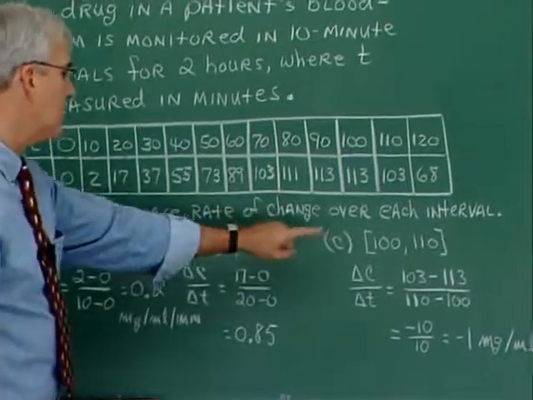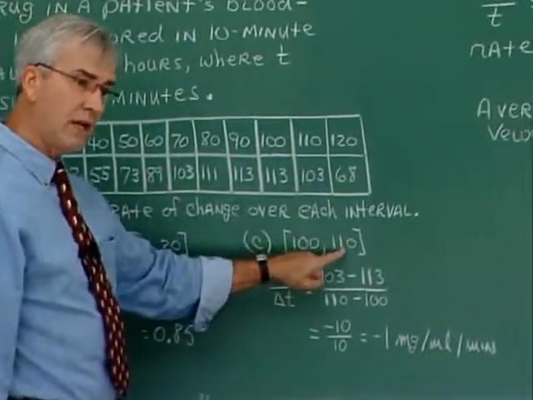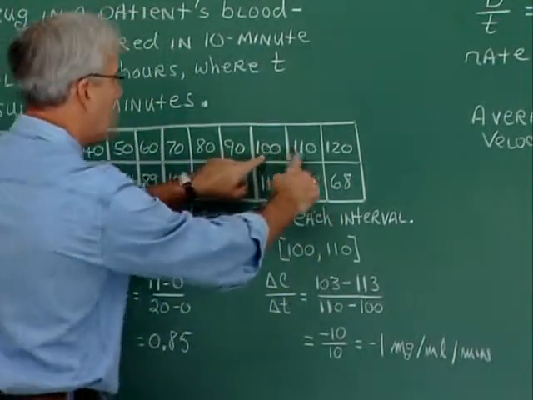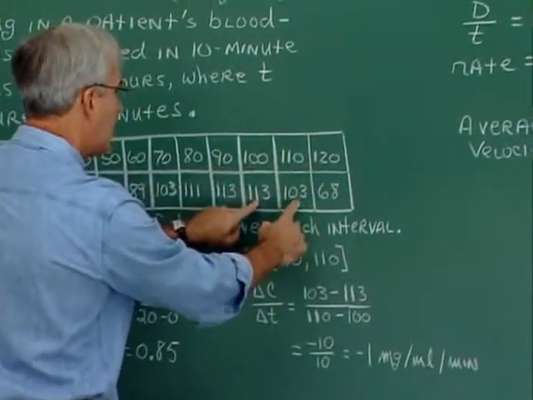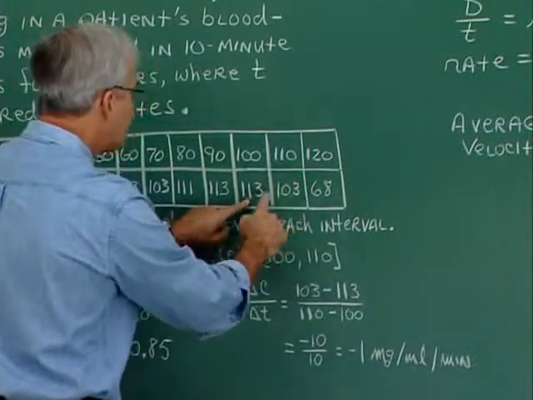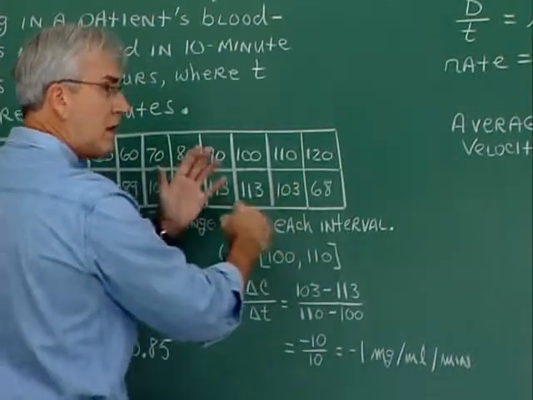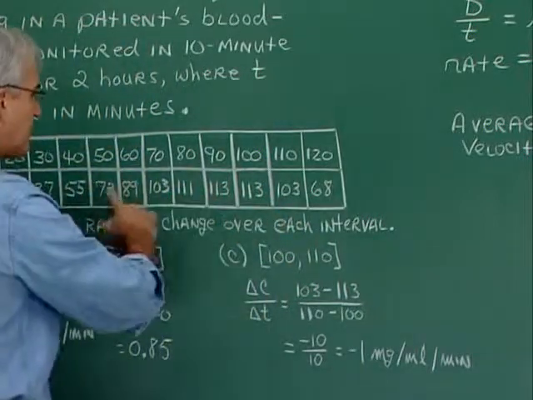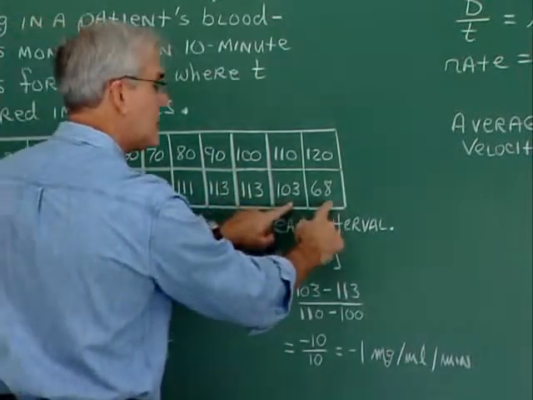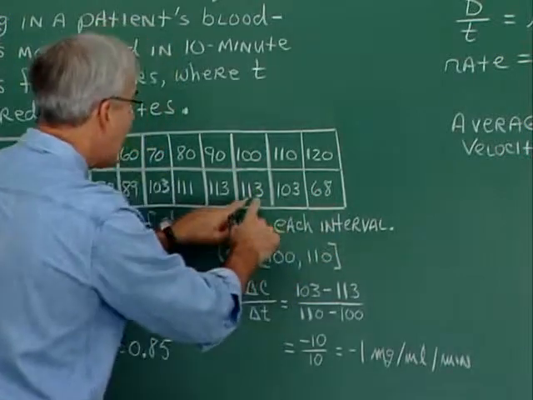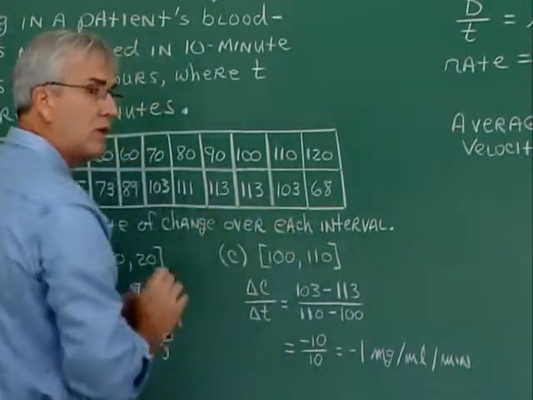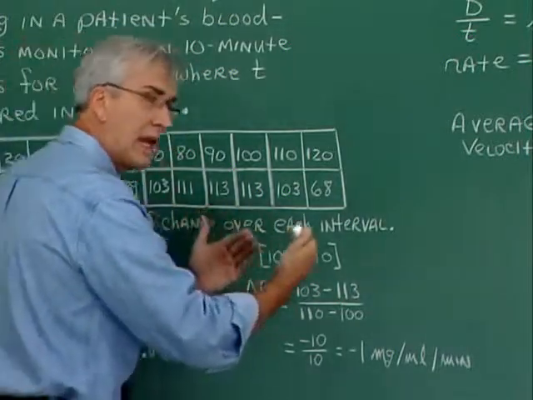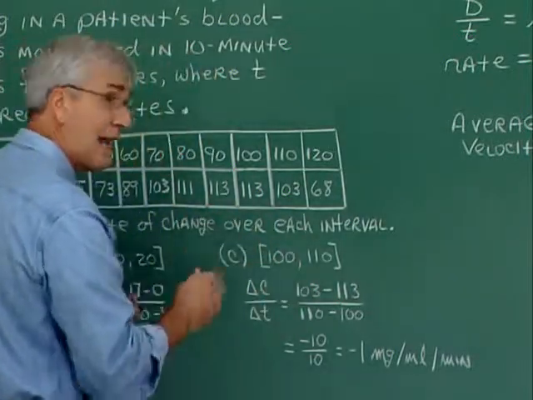Suppose we want to talk about the interval from 100 to 110 minutes. On the chart, it's 100 to 110. Now notice that the concentration is sort of dipping off at this part. If we look at the values here, they increase up to 113 and then begin to decrease. And so we have a decrease in the concentration over this interval. And that'll manifest itself in a rate of change which is negative, as we might expect.